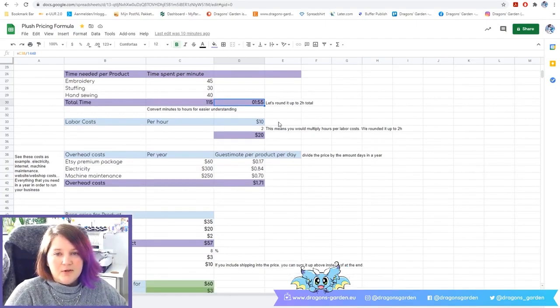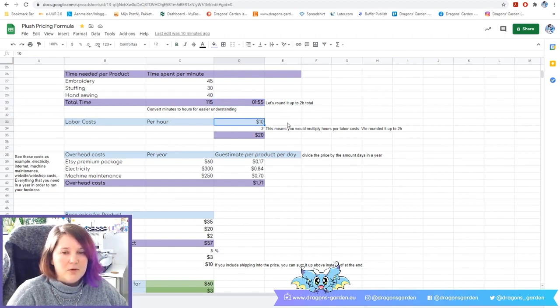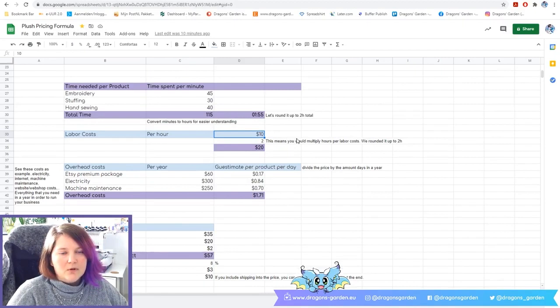And now I have to figure out my labor cost. So let's say that for the labor cost, I want to give myself $10 for every hour that I spend working. If you don't know how to calculate your labor costs or what you want to put for your labor costs, then I would suggest to just look up what the minimum wage is in your region or in your country and use that as a bit of a baseline.